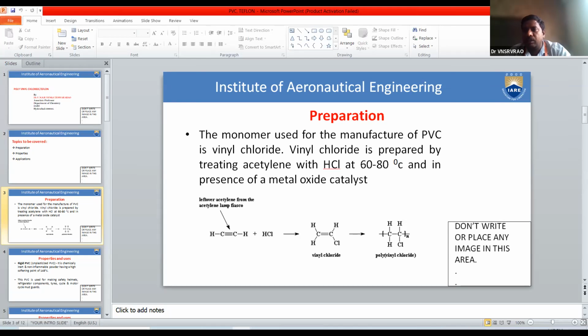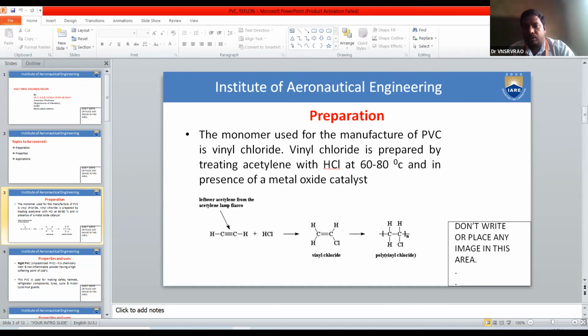You must know what the degree of polymerization is. The degree of polymerization depends on the number of monomers linked with covalent bonds. And you know about the covalent bond: a covalent bond is formed by the sharing of electron pairs.